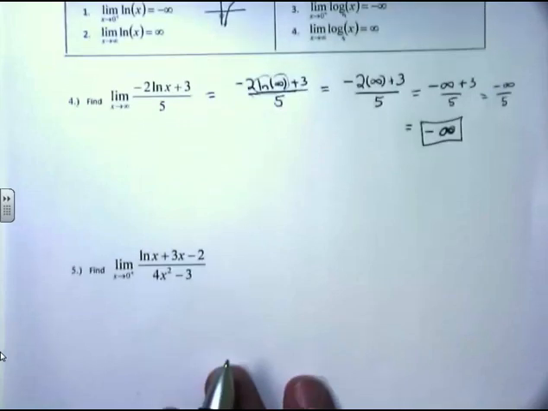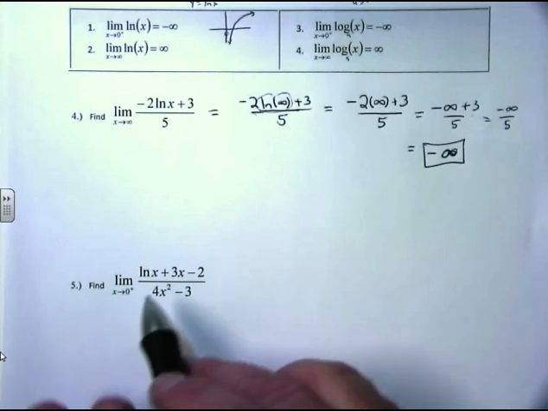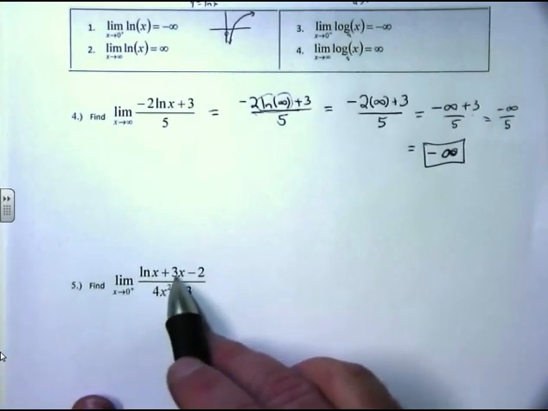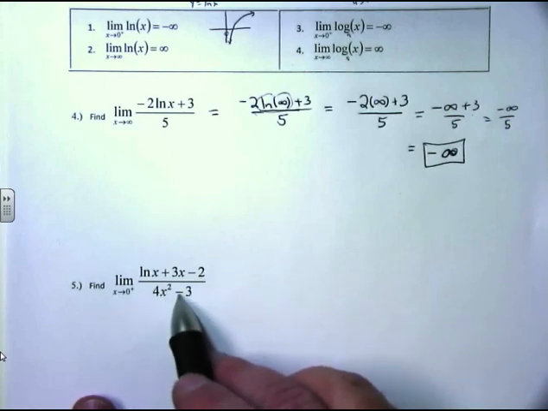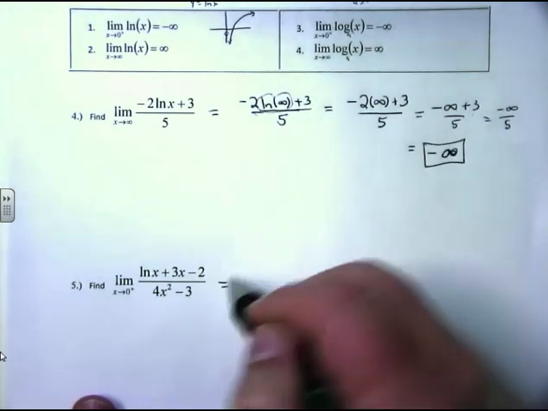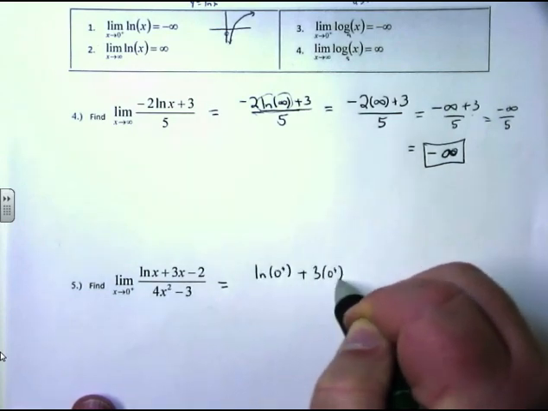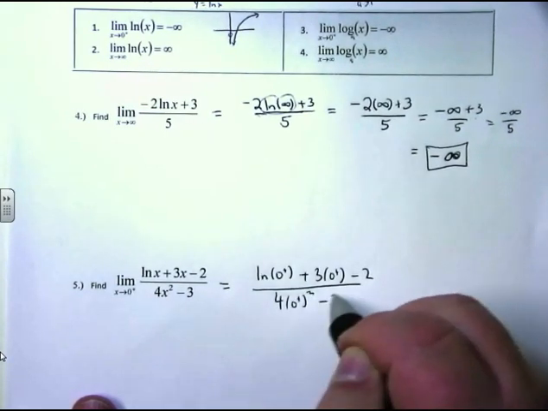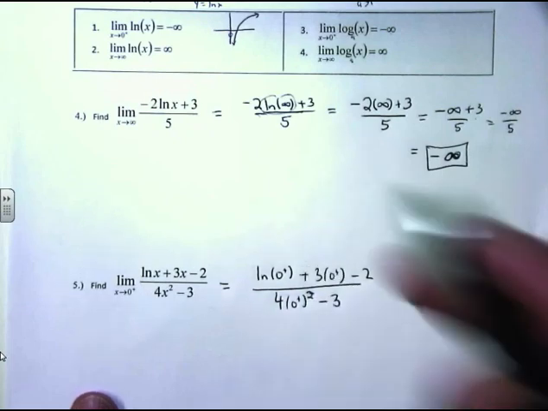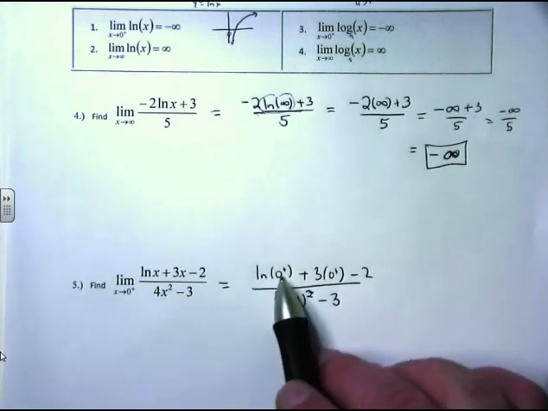Okay? Try this one. Take the limit as x approaches 0 from the plus side of the natural log of x plus 3 times x minus 2, divided by 4x squared minus 3. First rule of limits, plug in a number. This will be the natural log of 0 on the plus side plus 3 times 0 on the plus side minus 2, divided by 4 times 0 on the plus side squared minus 3. So I wanted you to see, literally, I'm just plugging in a number. This is how you play the limit laws. First rule of limits, plug in a number. But then you've got to know some stuff. Here it is. What is the natural log of 0 on the plus side?